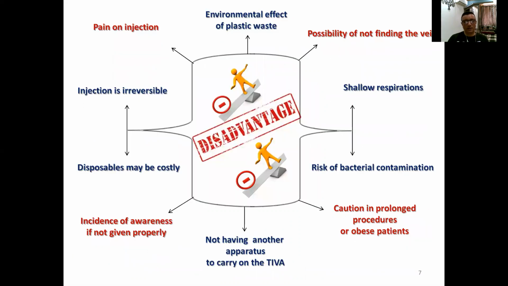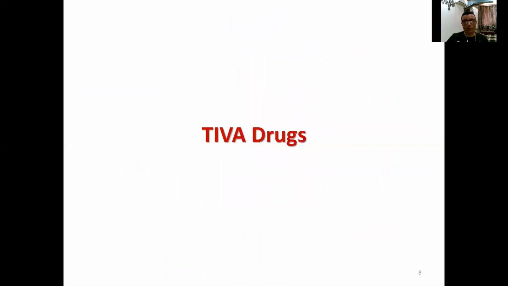And sir, there are some disadvantages also. The first is pain on injection. Before giving TIVA, we have to prick with a Venflon. Injections are irreversible. Disposables may be costly. Incidence of awareness if not given properly or if we are not using any monitors. Not having another apparatus to carry on the TIVA. An environmental effect of plastic waste. There is a possibility of not finding a vein, shallow respiration, risk of bacterial contamination, and in prolonged procedures in obese patients, we have to be careful.